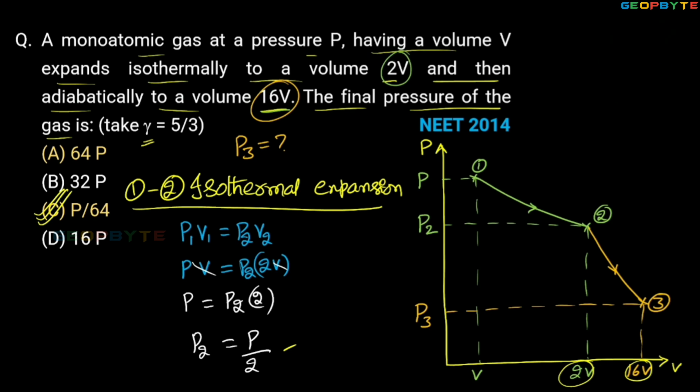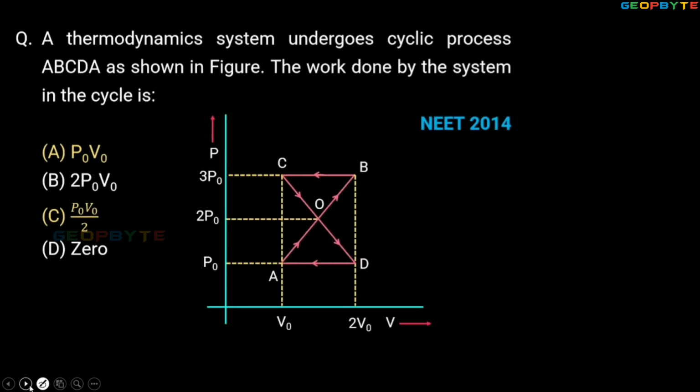Understood clearly? Yes. Similarly, let us take another important problem. It is asking like this. A thermodynamic system undergoes a cyclic process A, B, C, D, A. Look at the diagram. The work done by the system in the cycle. Look at the cycle. If I take this part of the cycle, look at the screen. This part of the cycle is in the clockwise direction. Therefore, this cycle is giving positive work.